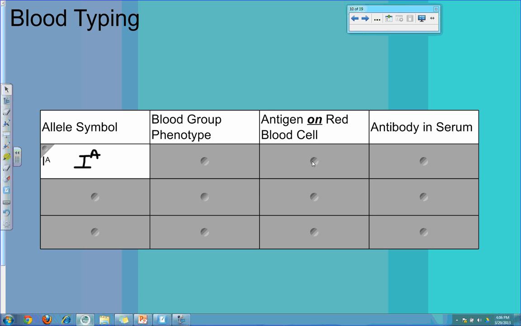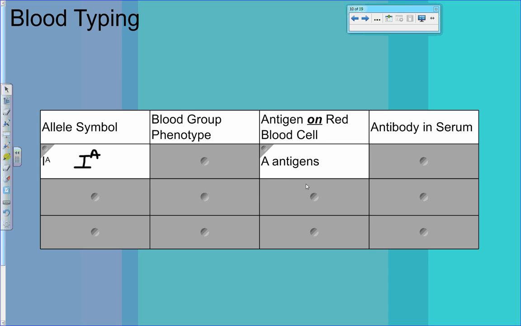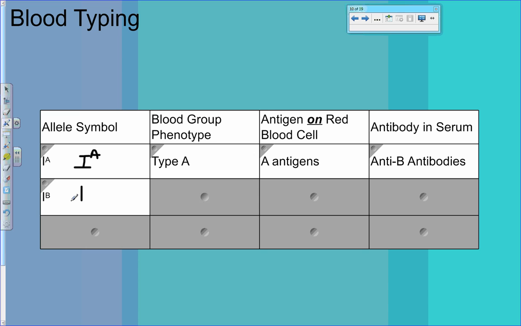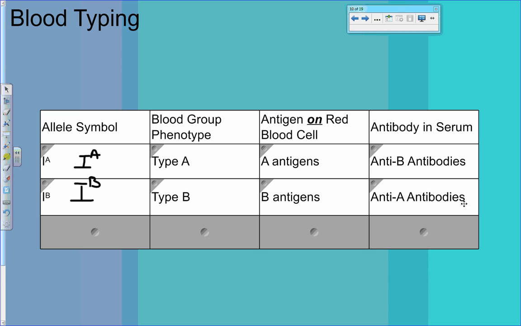The next allele is IB. Again, I'm rewriting it because it's capital I. That contributes to the B blood type, which would give you B antigens on your red blood cells and anti-A antibodies. The last one is little i, and that means that you're not going to have any antigens on your red blood cells. That'd be type O blood, and so you'd end up with both A and B antibodies. The only one that's not on here is if we have type AB blood.